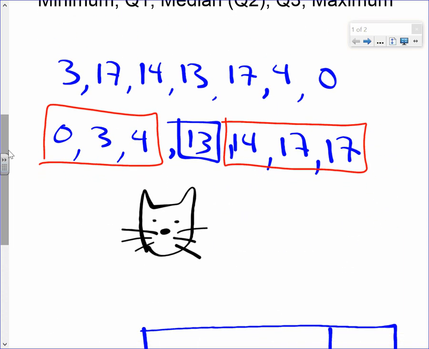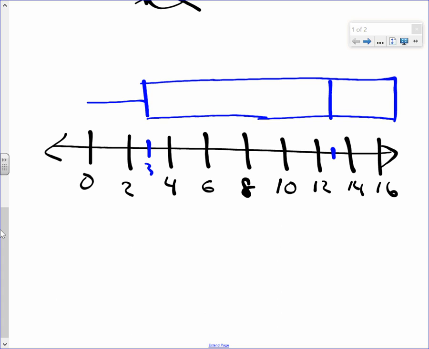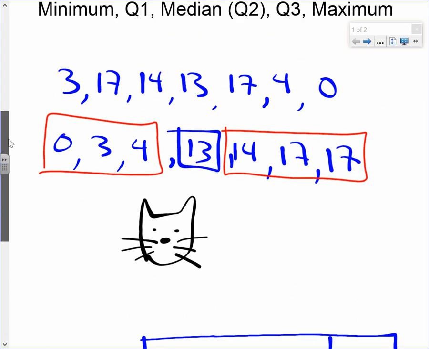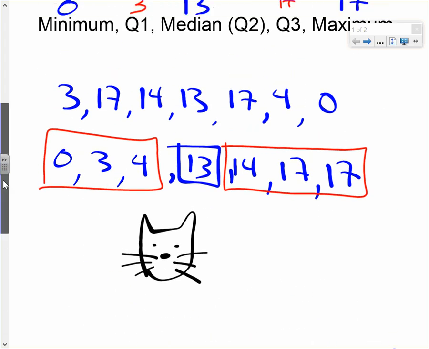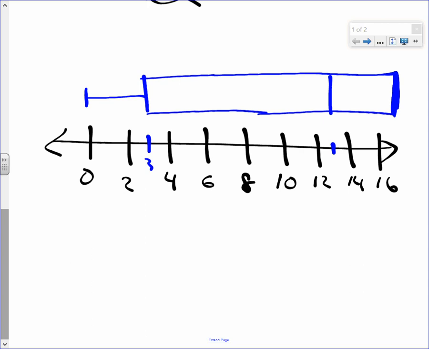The first whisker will be from the minimum to quartile 1, from 0 to 3. It's like a little whisker out of the box. Now on the right side, I'm going to draw a whisker from quartile 3 to the maximum, but there's a problem. Quartile 3 and the maximum are the same number, 17, so I don't draw a whisker on the right side. If there was a maximum higher than quartile 3, like 20, then I'd draw the whisker to 20.